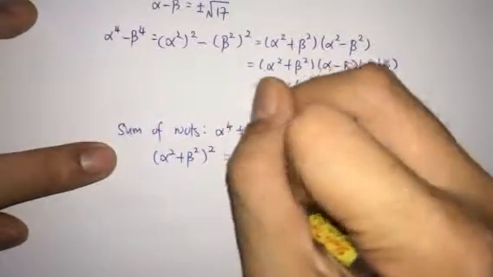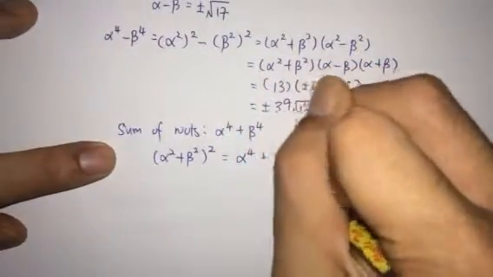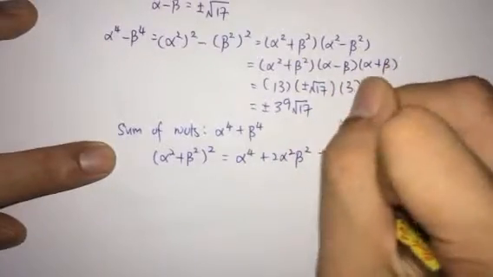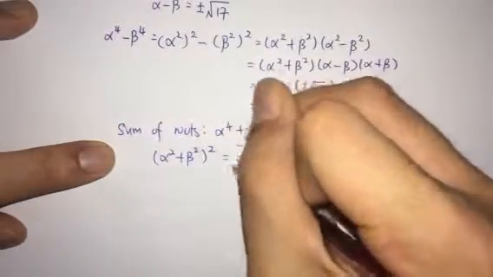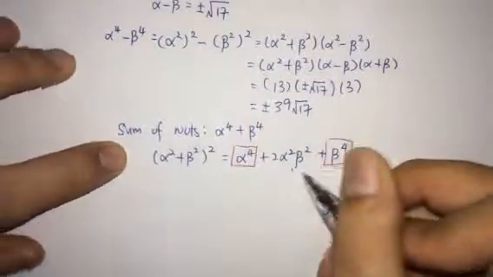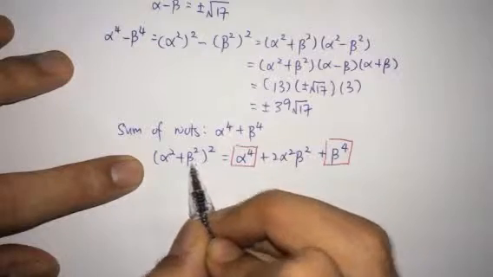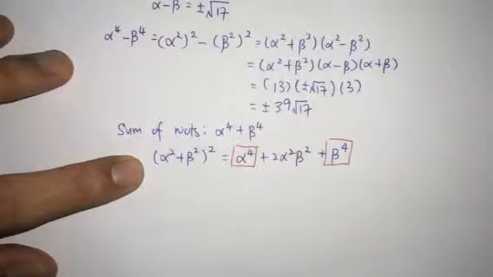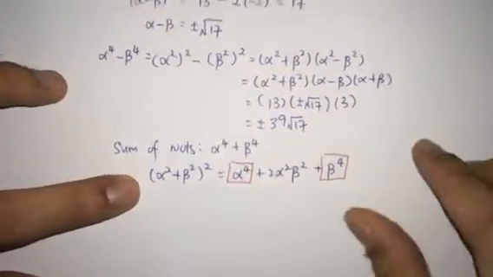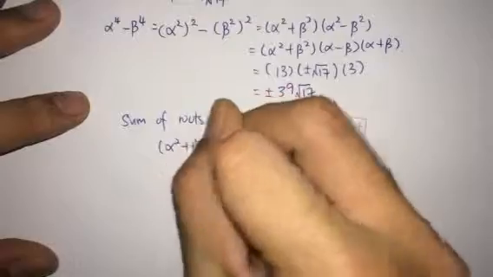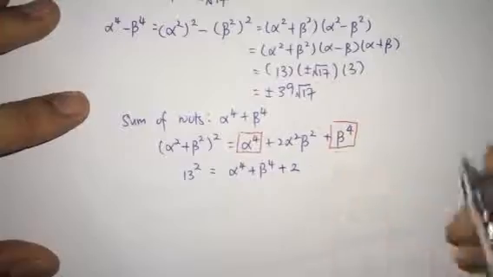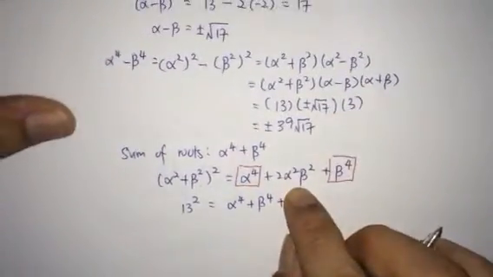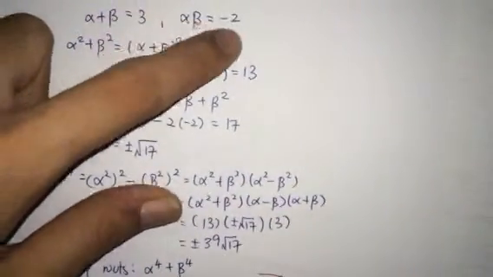By expanding this, we will get alpha 4 plus 2 alpha square beta square plus beta 4. And what we need from this equation is here. And we have alpha square plus beta square here, and we have alpha beta whole thing squared. So filling in the gap, alpha square plus beta square will be 13. So 13 square equals alpha 4 plus beta 4 plus 2 alpha beta squared. 2 alpha beta will be minus 2.